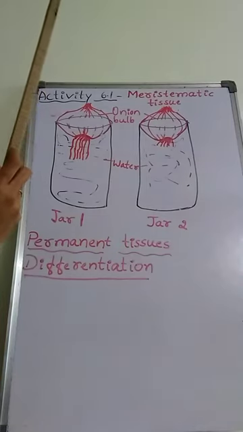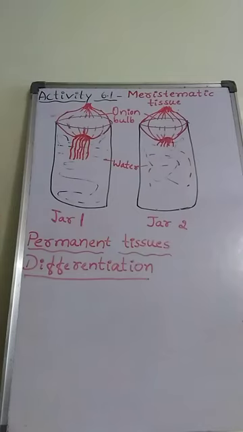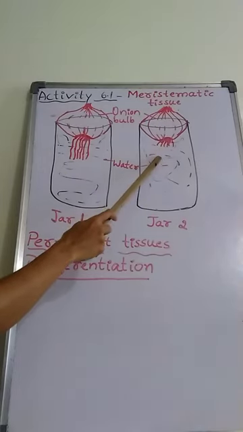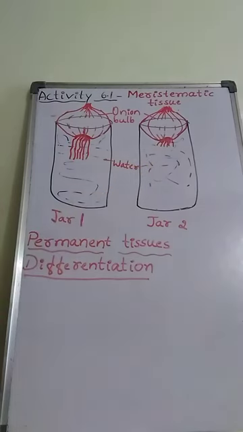That means the tip of the root always contains apical meristematic tissues. Already we have discussed that apical meristematic tissues are present either at the root tip or at the shoot tip. Here the apical meristematic tissues present at the root tip were removed on the 4th day.